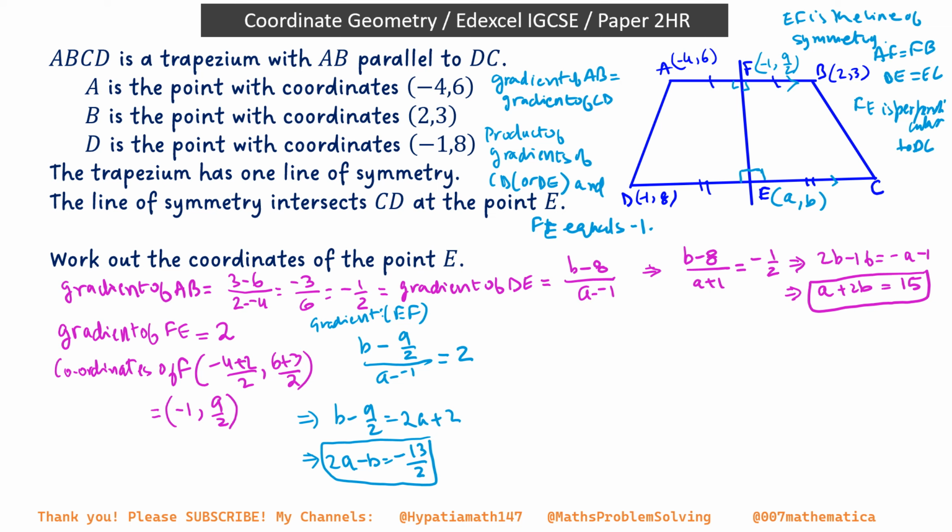So I can multiply this by 2. So I can say 4A, so multiplying this by 2, I get 4A minus 2B equals minus 13. Okay, and then if I were to add them, I'd get 5A is equal to 2, 15 minus 13, so A is 2 out of 5, and that is 0.4. So I get A is 0.4.